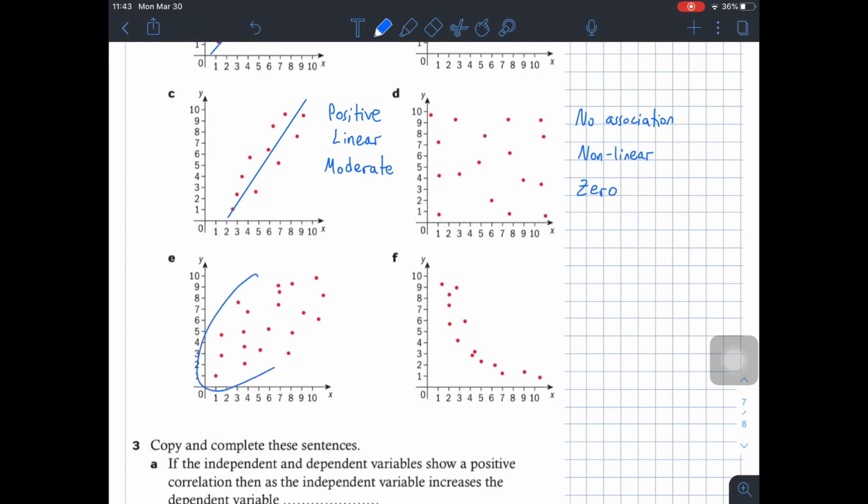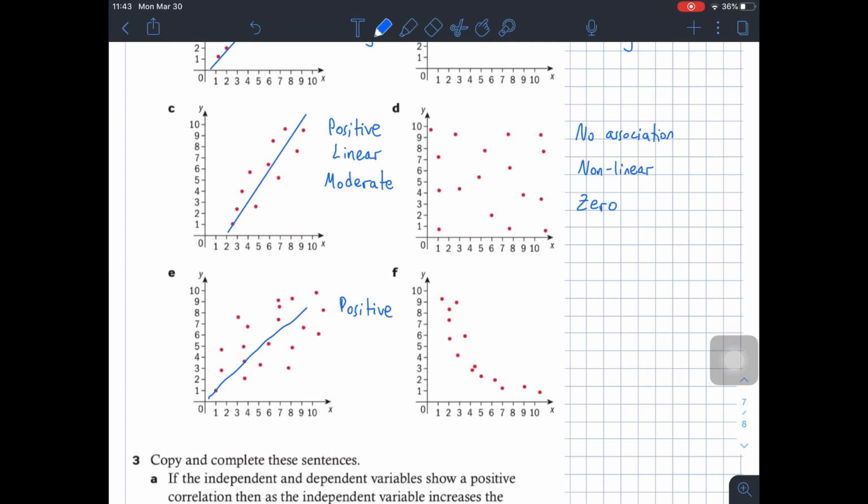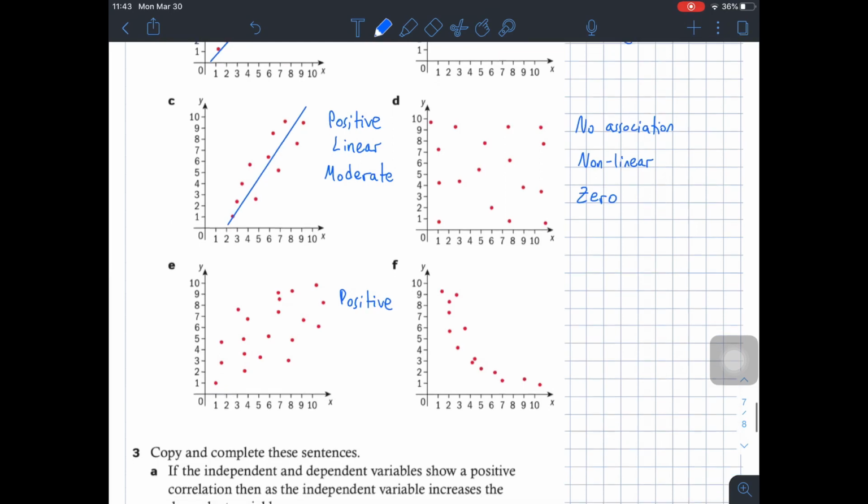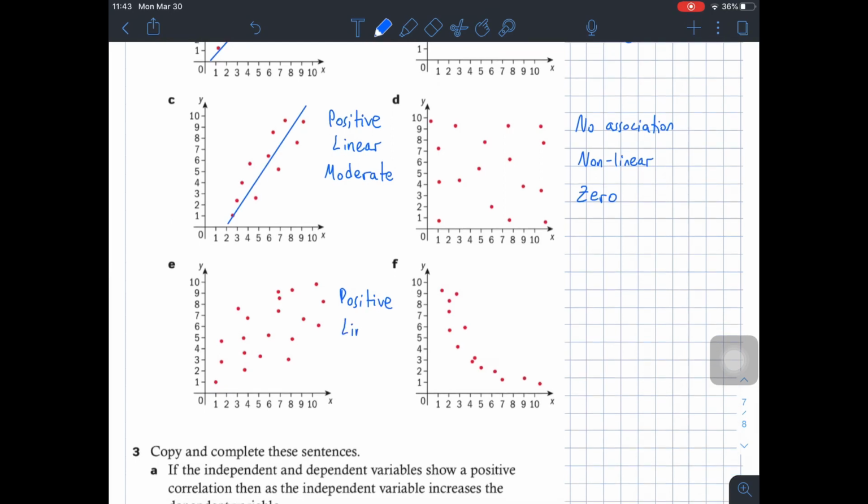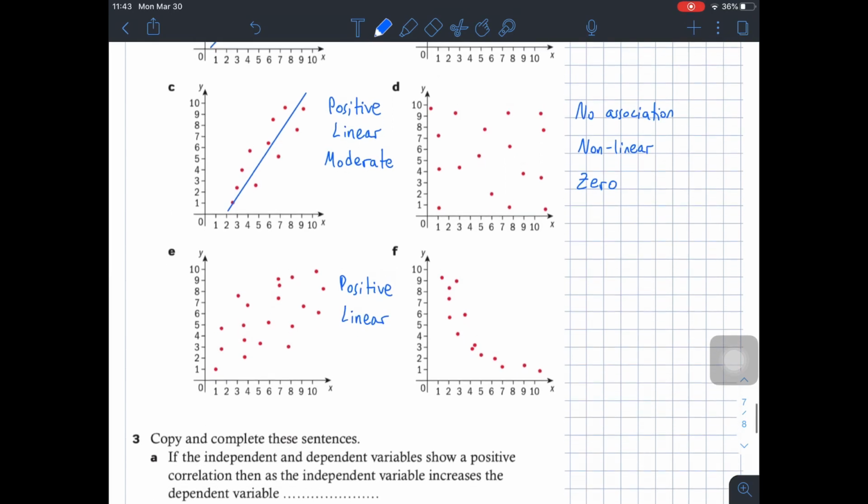Then part E. This has kind of an upward trend, right? So we would say this is positive. Then we could trace this with a line, right? That kind of represents the behavior of the points. So we would say this is linear, but it is definitely a weak correlation, right? There's a lot of spread between the points.